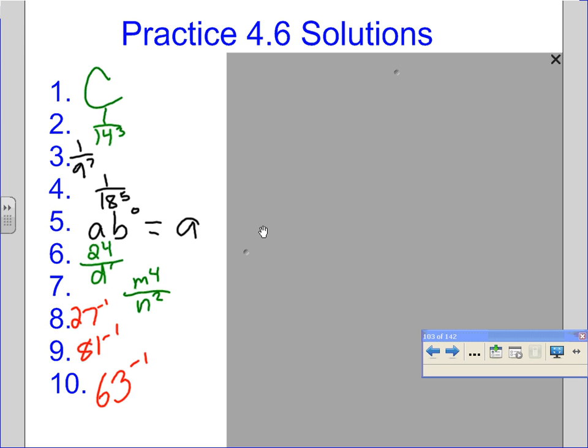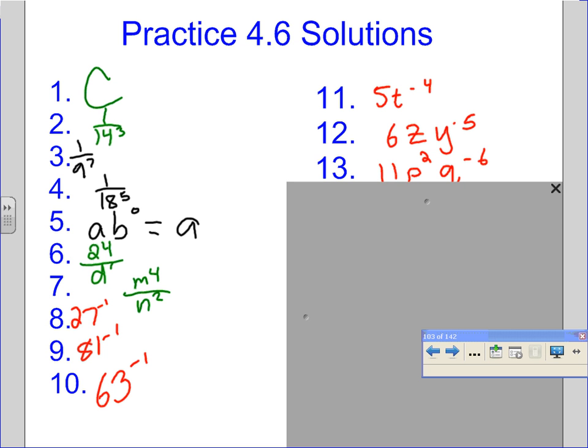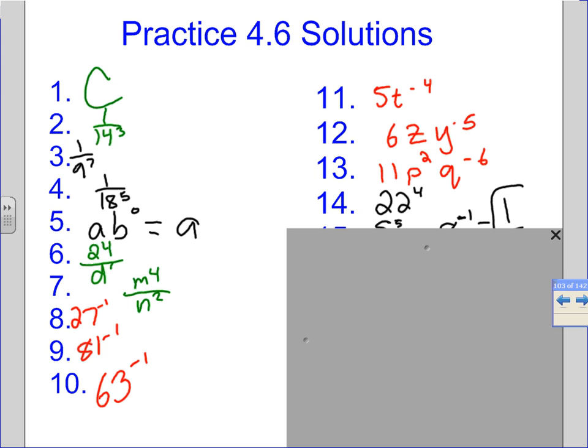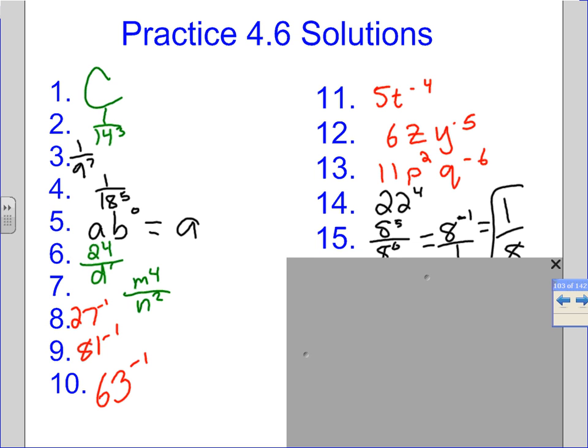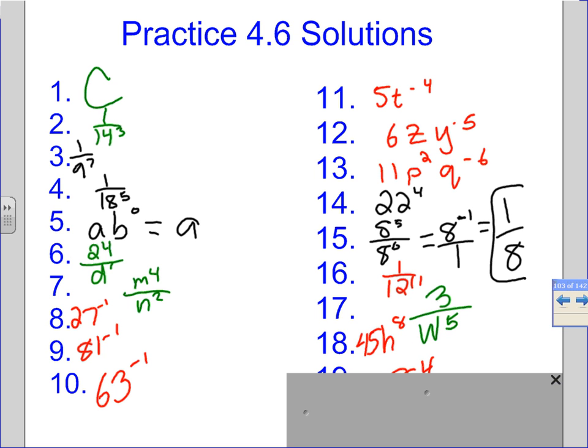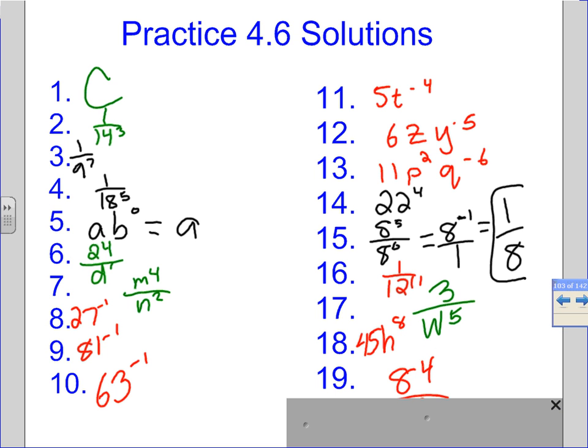11, 5t to the negative fourth. 12, 6zy to the negative fifth. 13, 11p squared q to the negative sixth. 14, 22 to the fourth. 15, 1 to the eighth is the answer. 16, 1 over 12 to the 11th. 17, 3 over w to the fifth. 18, 45h to the eighth. 19, 84 over m to the 13th. Make sure, before I flip, you've checked 1 through 19. We'll come back to questions.